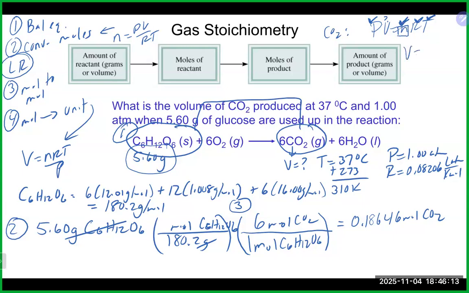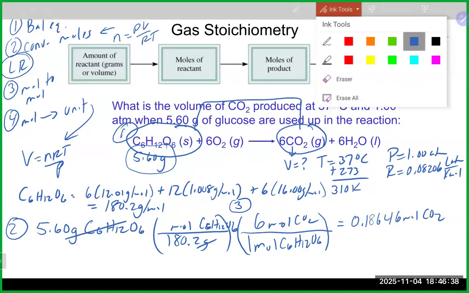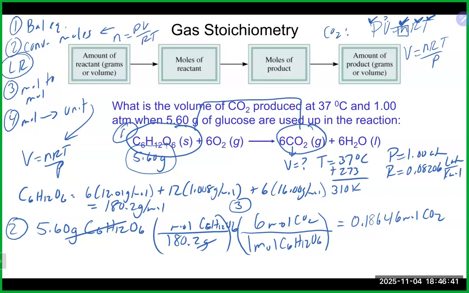V in this case would equal nRT over P. We'll take all of our information here from the gas and we'll put it in there. So V would equal Rn, which is 0.18646. Definitely going to run out of room there. Let me try maybe a different spot on the page. So we'll go with V is equal to nRT over P.